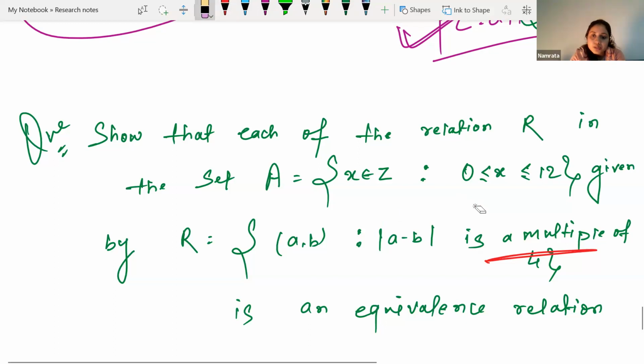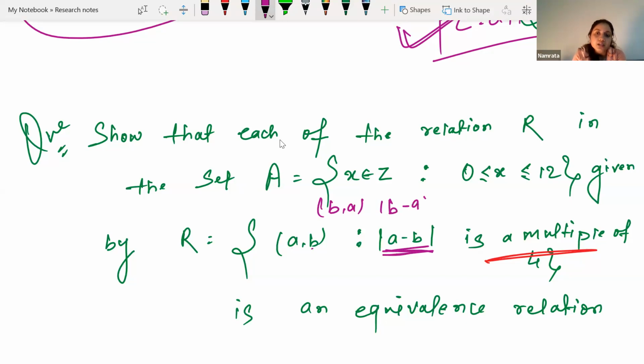Now the next one, symmetric. If A comma B belongs to R, then we will be checking whether B comma A also belongs to R or not. B comma A means the first element minus second element, as it is written over here. If this is true, then we can say it's symmetric. So yes, this is true. Mod of a minus b and mod of b minus a is the same thing. Modulus inside the modulus, a minus b or b minus a, whatever comes out will be positive. So whether we are doing 2 minus 3 or 3 minus 2, we will end up getting the same result. So yes, it is symmetric also.